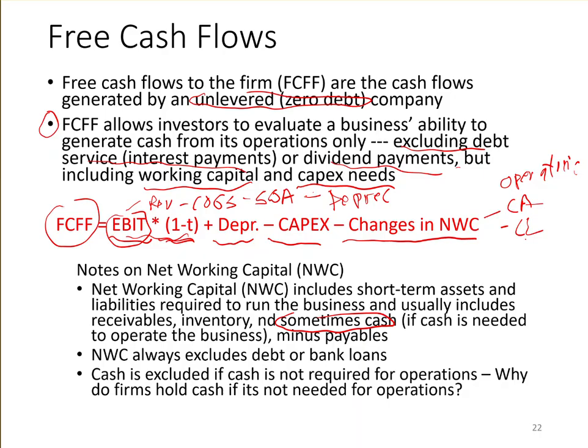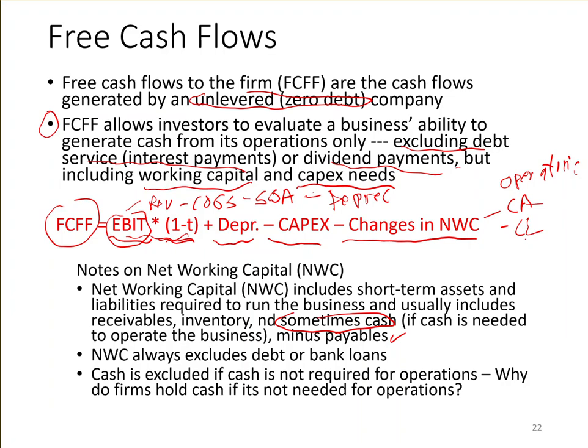Treat it just like inventory. If cash is not needed to run the business, the cash is just being held for other reasons, say as an investment, then you'd ignore the cash. And you also then want to subtract off accounts payables. So mostly it's accounts receivables plus inventory minus accounts payable, and sometimes add cash to get all these from your balance sheet.